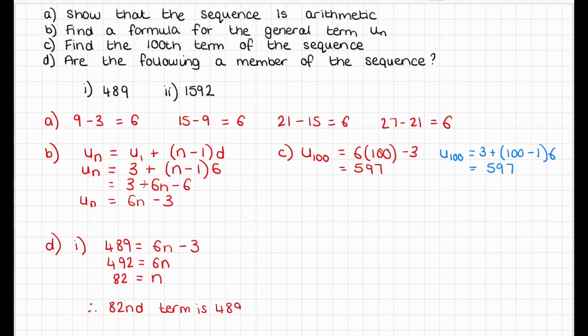And then we just do the same for the second number, which is 1592. So we've got 1592 equals 6n minus 3. Rearrange that, so 1595 will equal 6n. Divide by 6, which will give us 265.833 recurring, which equals n. Therefore, it is not a member of the sequence because we can't have a decimal term number.